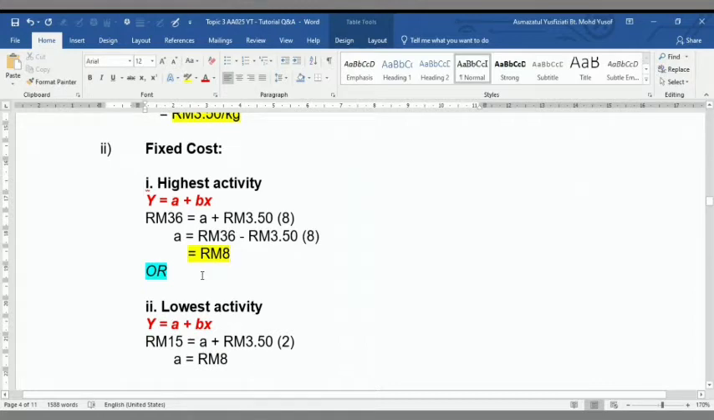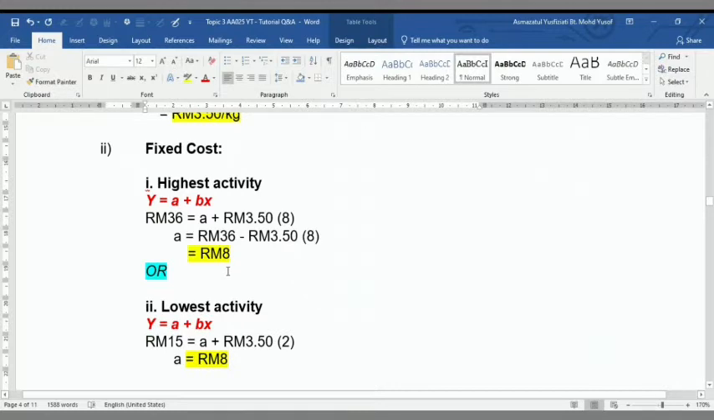Or you can calculate the fixed cost using the lowest activity. So Y equals A plus BX. Y is the total cost. The total cost for the lowest activity just now is 15 ringgit, equals A. A is the fixed cost that we want to find out, plus B. B is the variable cost, 3 ringgit and 50 cent that we just calculated. Okay, multiply with X. X is the lowest activity, 2 kg. So you solve the problem and then you get A equals 8 ringgit.